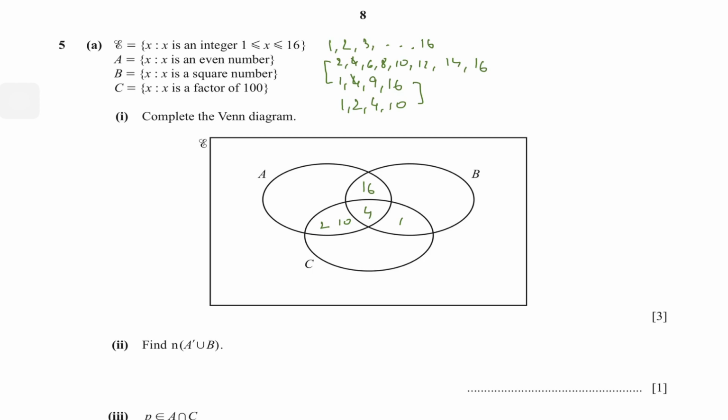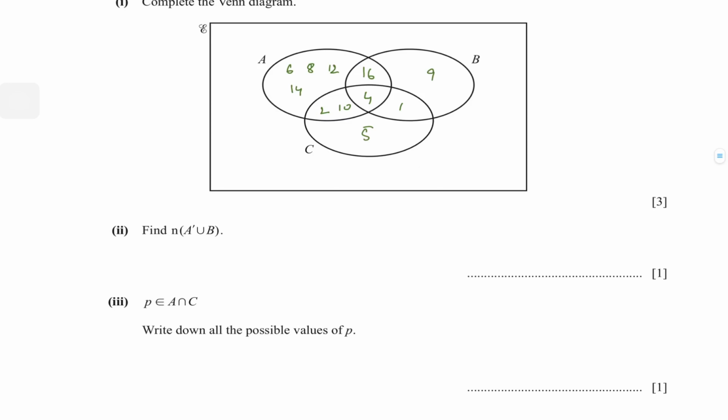With this sorted out, we're just going to write down the remaining elements of A, B and C. The remaining elements of A are 6, 8, 10, actually no, not 10, 10 has already been written, 12 and 14. The remaining element of set B is going to be 9. And the remaining elements of set C are going to be just, oh actually we missed 5. Yeah, 5 is also a factor of 100, of course. So 5, yeah.